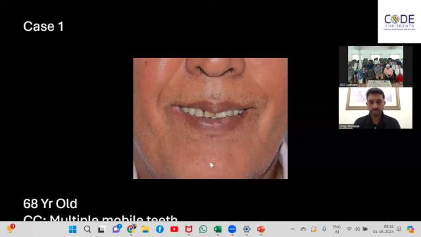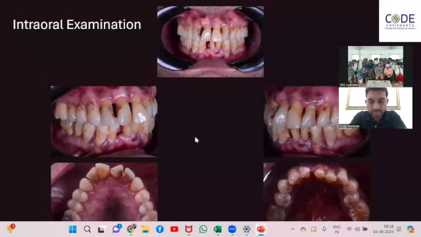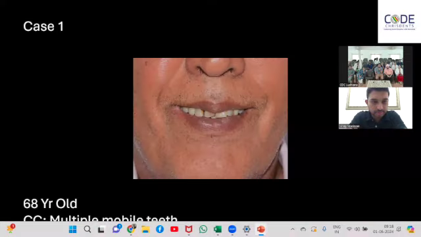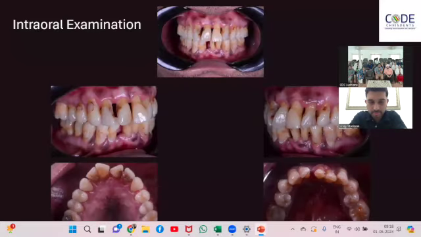So this is the first case. He was a 68-year-old. He came from the UK, specially for treatment here, based on a reference he had got from here. So this was his extra oral presentation. This is how his clinical situation was.